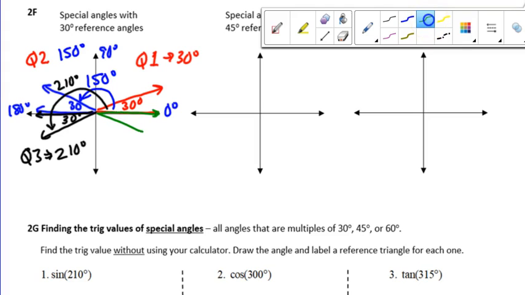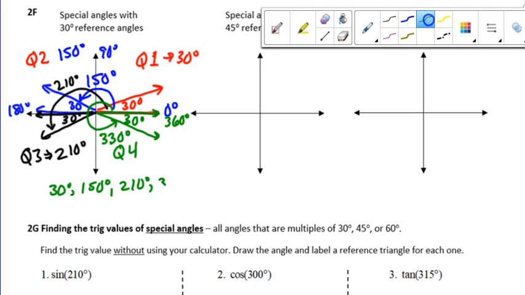So in quadrant 4, if I draw a 30-degree reference angle, then I'm trying to find the angle that goes all the way around from 0 to here. Well, if all the way around is 360 degrees and I'm 30 degrees less than that, then this is going to be 330 degrees in quadrant 4. So the angles that have a 30-degree reference angle that are between 0 and 360 are 30, 150, 210, and 330.